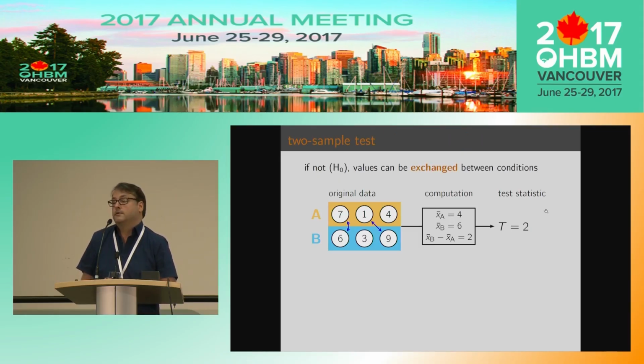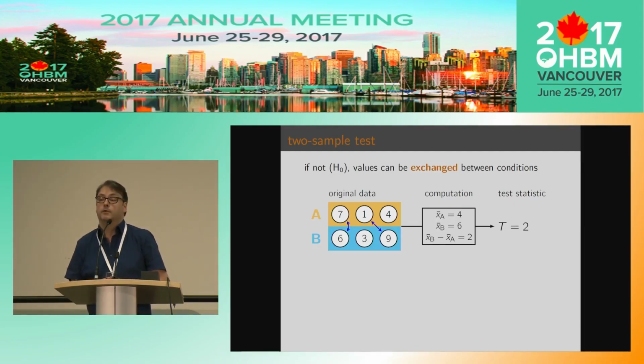Now, under the null hypothesis, we assume there is no mean difference between the distributions these two samples come from, and we are also willing to assume that not only the means are the same, but the distributions themselves are the same. So basically, every value in group A could just as well have arisen in sampling in group B and vice versa. That means we can exchange values between these two groups. For instance, we could exchange the values 7 and 6 between groups A and B, or we could exchange the values 1 and 9 between groups A and B.